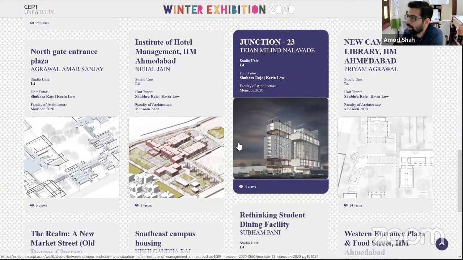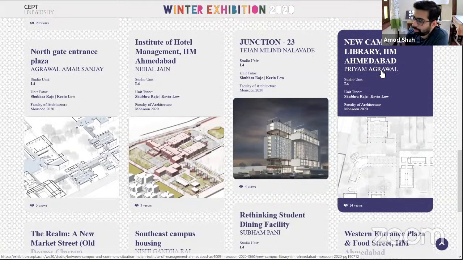Tejan's project here, the Junction 23, was a new addition to the campus, where prime real estate at the junction of the outer ring road and the IM highway was sitting vacant. It was the Robin Hood project for the entire campus. So this could give the funds back to the campus, where you could rent these out to high-end offices, and at the same time provide opportunities for on-campus recruitments onto these offices.